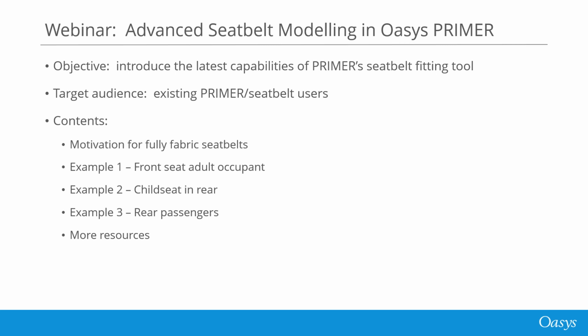Today I'll first cover the motivation for using fully fabric seatbelts, then some examples. In the first I'll fly through the fitting process to give you a quick overview of how things work. In the second child seat example, I'll talk you through the whole process with a bit more discussion about fitting options and material properties. Finally, we have two rear seat examples where I'll cover a few points that haven't been mentioned yet. The last slides show you how to find out more information and I'll cover any questions at the end.